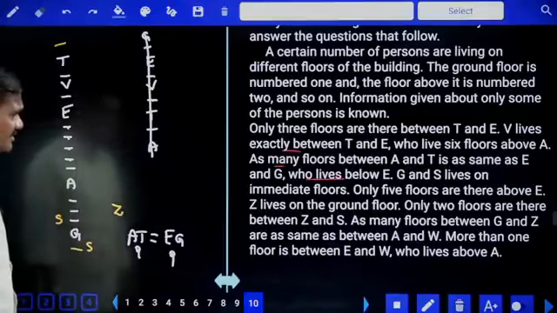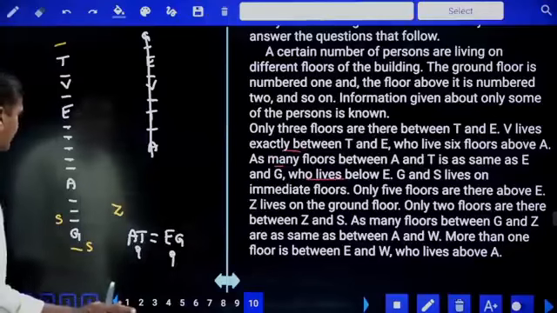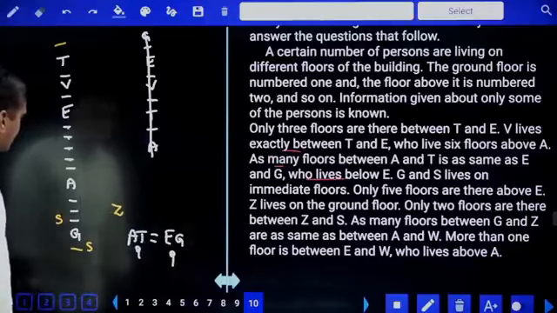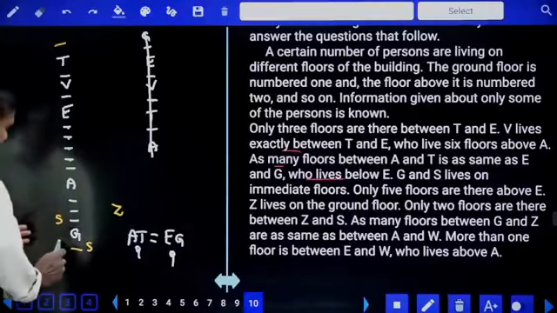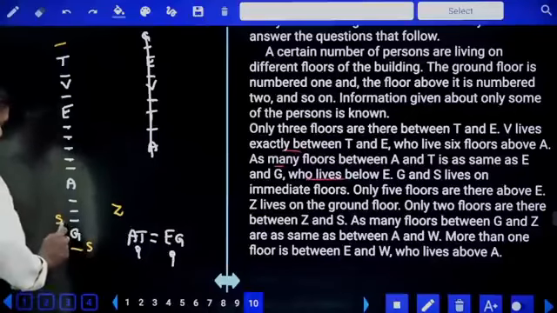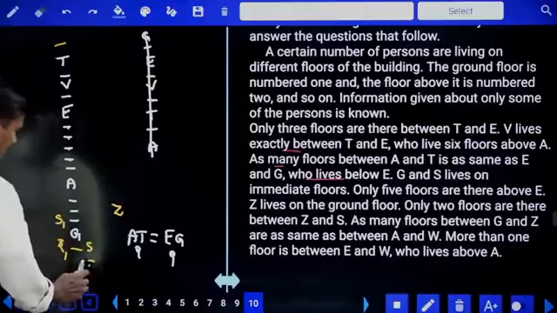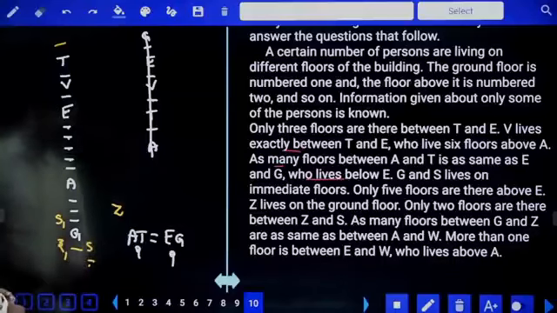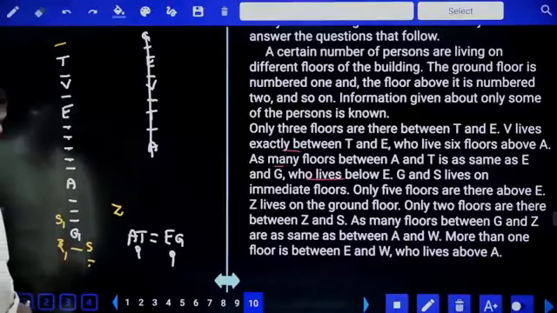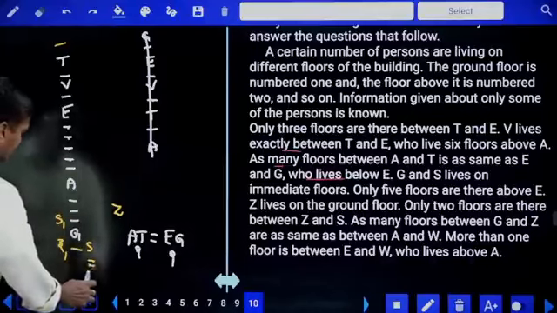And Z lives on the ground floor. Only 2 floors are there between Z and S. Z ki S ki మధ్యలో 2 floors. ఇక్కడ S ఉంటే ఇక్కడ Z, this is the ground floor. S1 Z1. ఇక్కడ S ఉంది అనుకోండి 1 and how many floors between? Only 2 floors between Z and S. S ఇక్కడ ఉంటే 2 floors between Z and S.